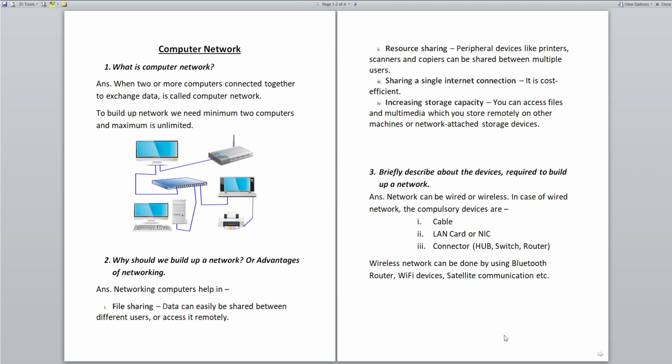Fourth one, increasing storage capacity. I'll read it out. You can see it on the screen. You can access files and multimedia which you store remotely on other machines or network attached storage devices. I would like to talk to you a little more about it.